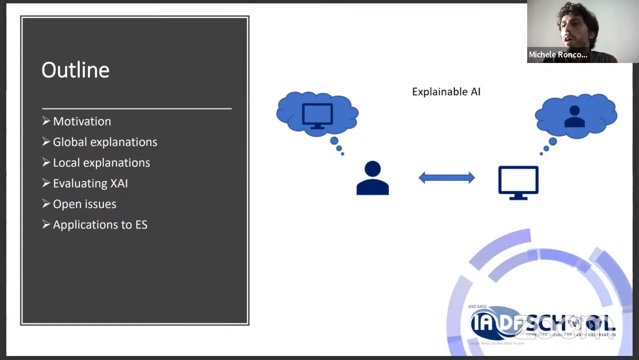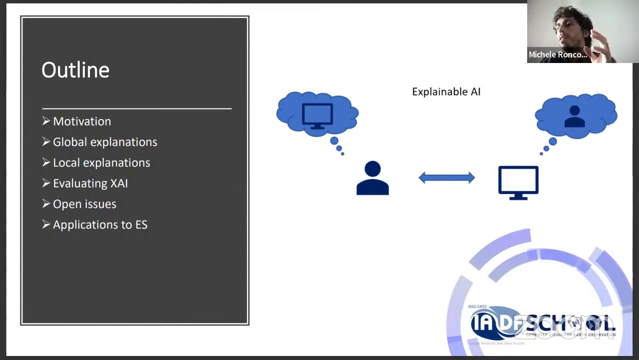At the end, but actually throughout all the lessons, I will also try to give you what are, from my perspective, the open issues and questions present in the field of explainability. And then at the end, we will see a couple of applications to earth science and earth observation. Again, I just picked a couple of applications, but there are many applications of explainable AI to earth observation. So I will also give you references and inputs, so if you're interested, you can keep exploring and look at the applications you're interested in.